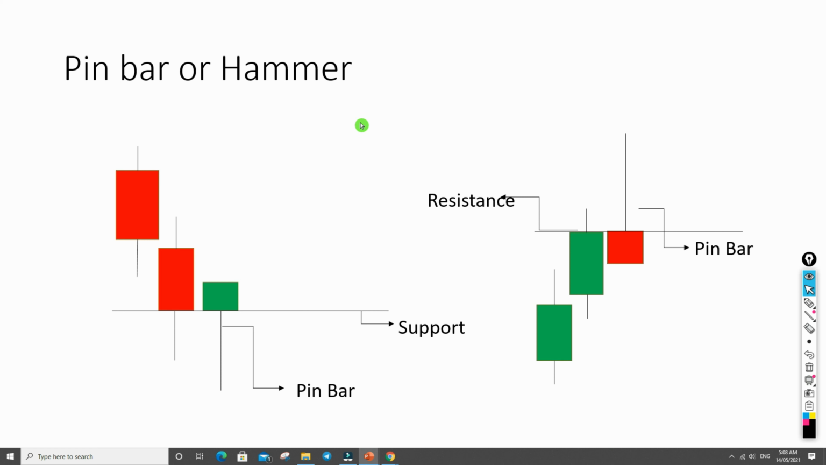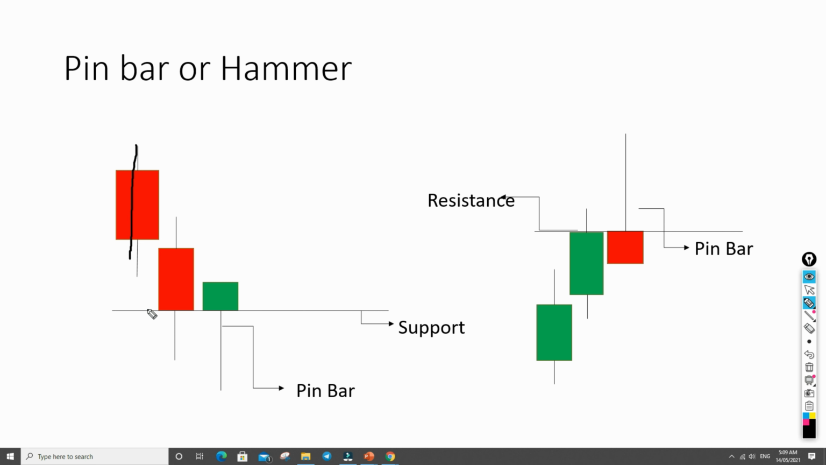Now, a pin bar or a hammer. As I told you before, you cannot trade these types of patterns as a single candle. You have to combine it with other candles. So how can we trade this pin bar with respect to support and resistance? Let's assume that there is a selling candle. Now you know how this candle is formed, and there is another one, and then the next one, what happened?